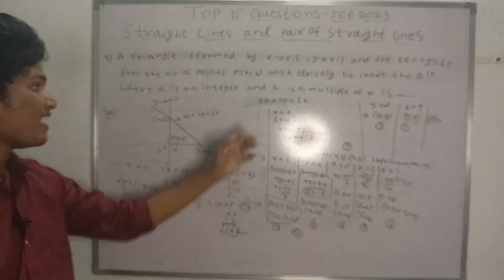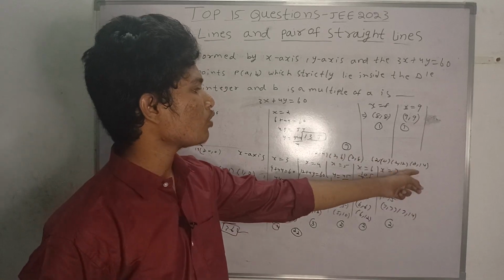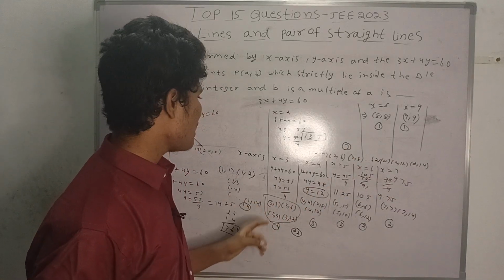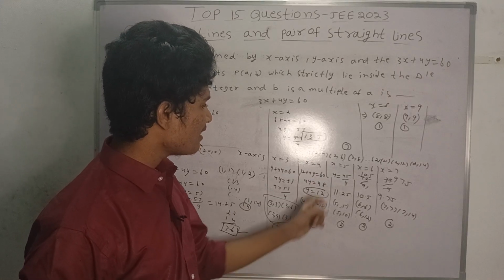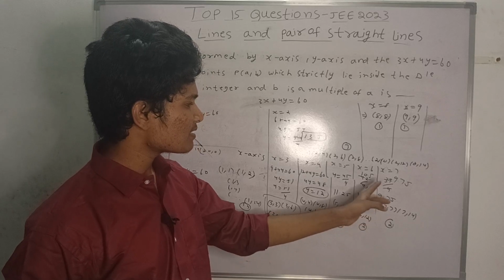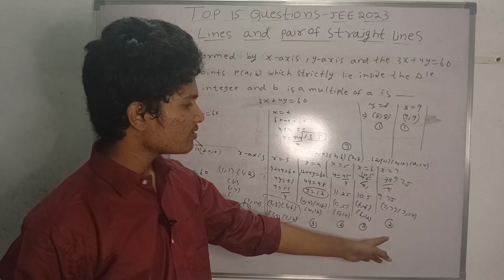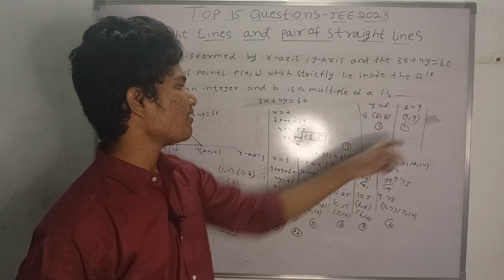There are 14 points, and when x equal to 2, you are getting 2 comma 2, 2 comma 4, 2 comma 6, 2 comma 8, 2 comma 10, 2 comma 12, 2 comma 14. So here there are 7 points, and x equal to 3, that is 4 points, and x equal to 4, 3 points, and x equal to 5, 2 points, x equal to 6, 2 points, and when x equal to 7, that is 2 points, and when x equal to 8, you are getting 1 point. When x equal to 9, you are getting 1 point.